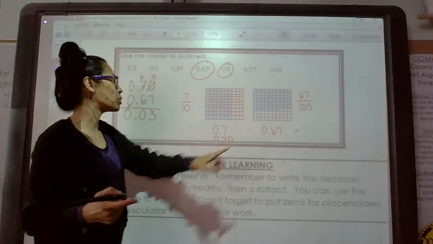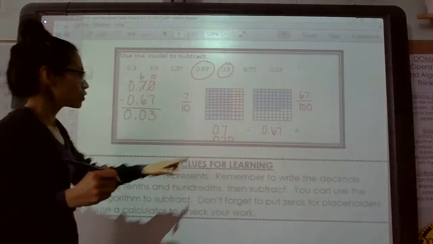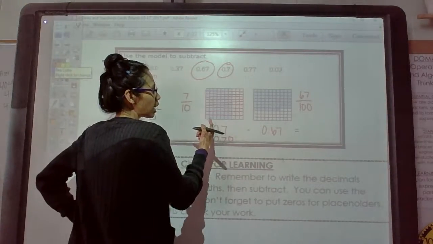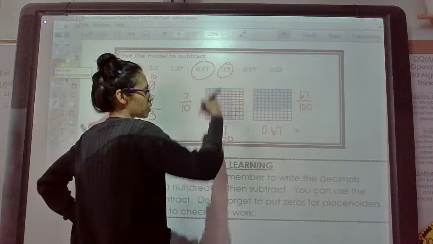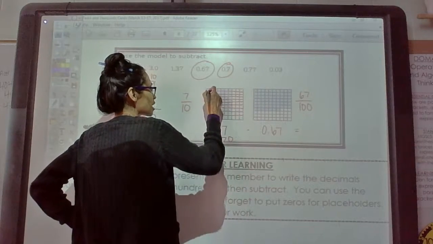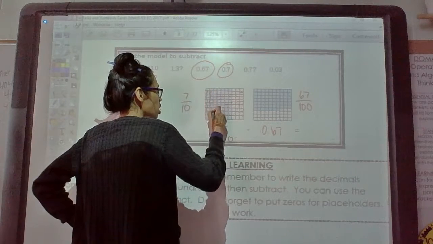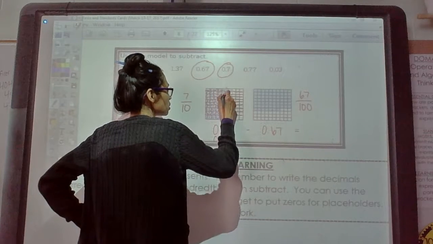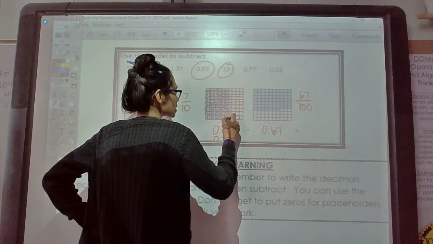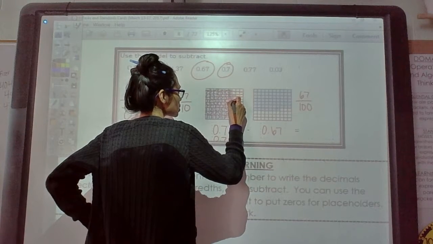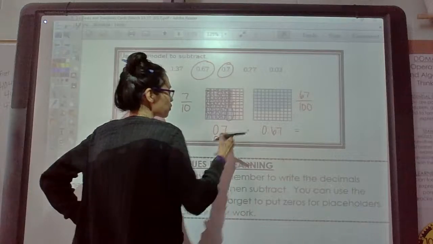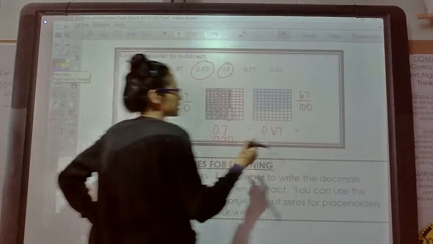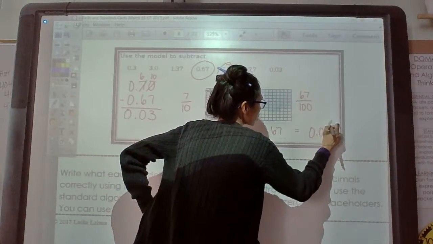Now, if we are looking at the model, let me switch the pen. So if I have 7 tenths, which is 70 hundredths, I need to take away 67. So now this one's going that way and this one's going down. So I'm just going to count by column. These are rows. These are columns. Take away 67. 10, 20, 30, 40, 50, 60, 61, 62, 63, 64, 65, 66, 67. And what's left right there? 3 pieces. So we know that 7 tenths minus 67 hundredths is 3 hundredths right there.